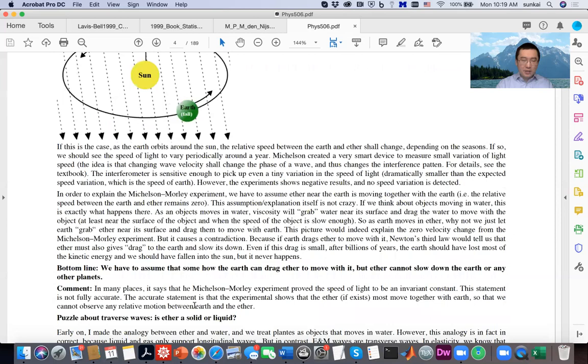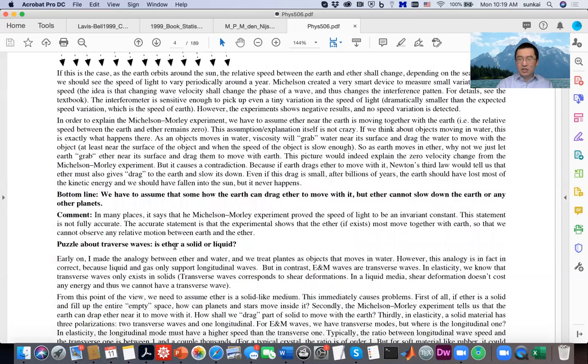Another aspect comes from the puzzle of whether ether is a liquid or solid. Early on, I mentioned that if we think about ether as a liquid, and our stars and planets are fish swimming in the liquid, that analogy is actually not right if you think more carefully. Ether is actually not a liquid. Instead, it should be more like a solid.